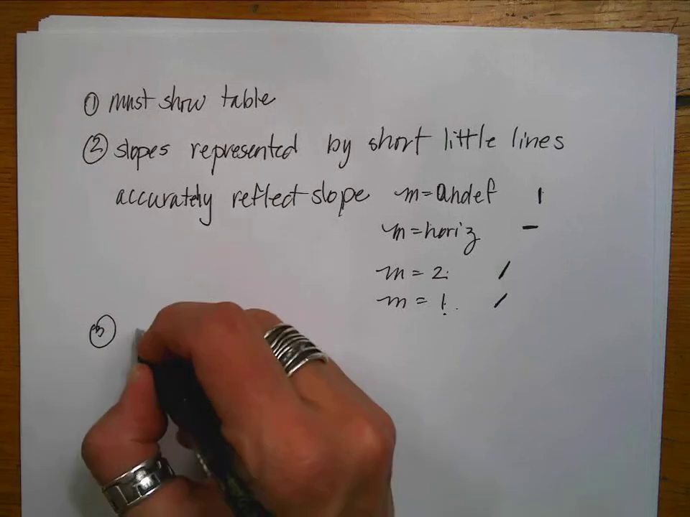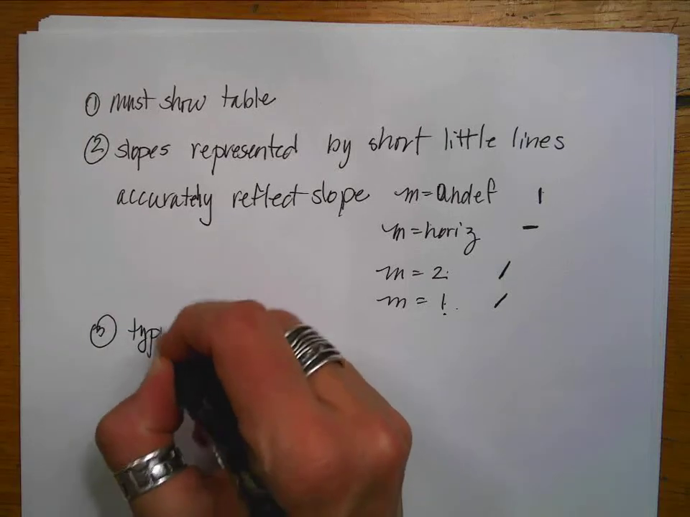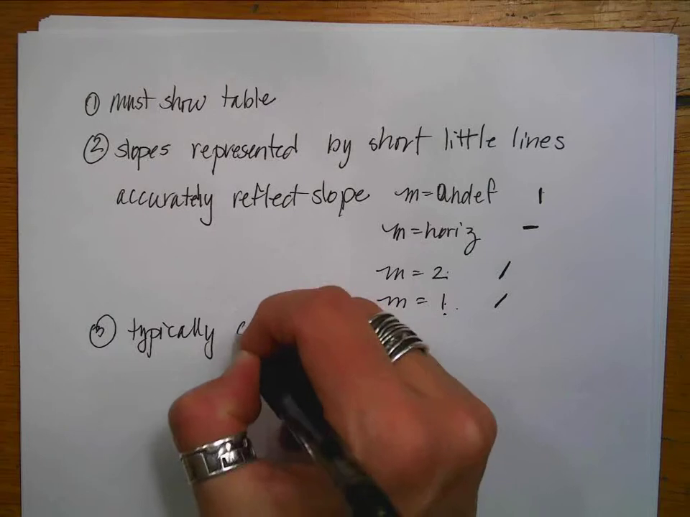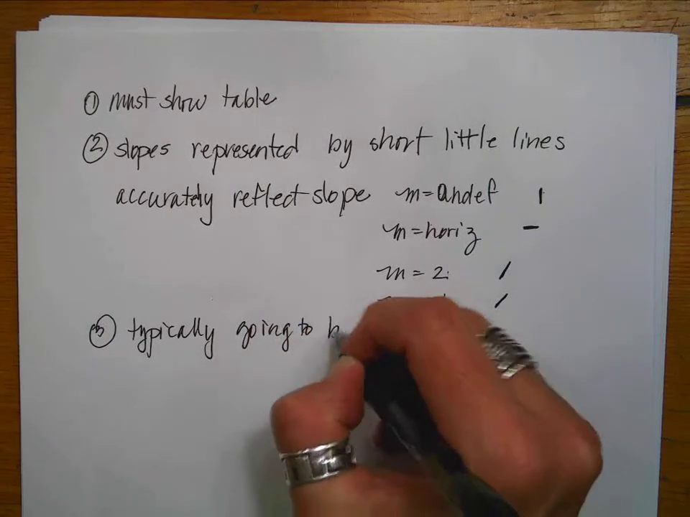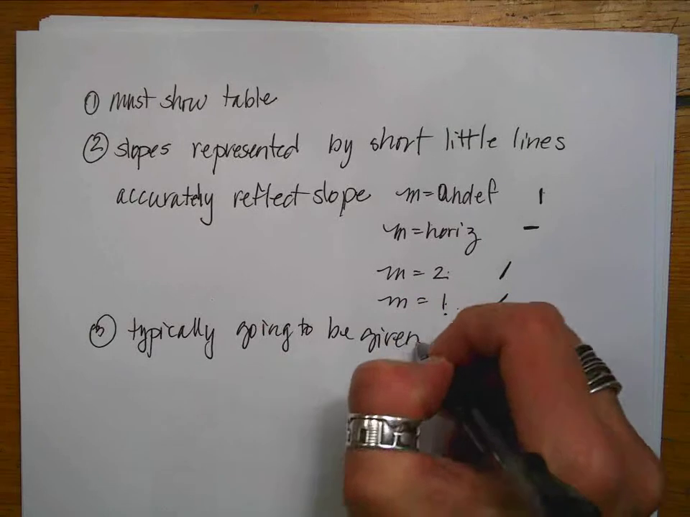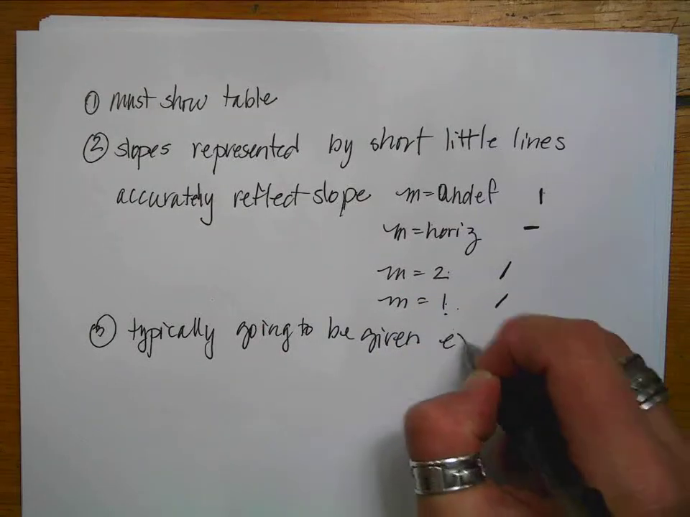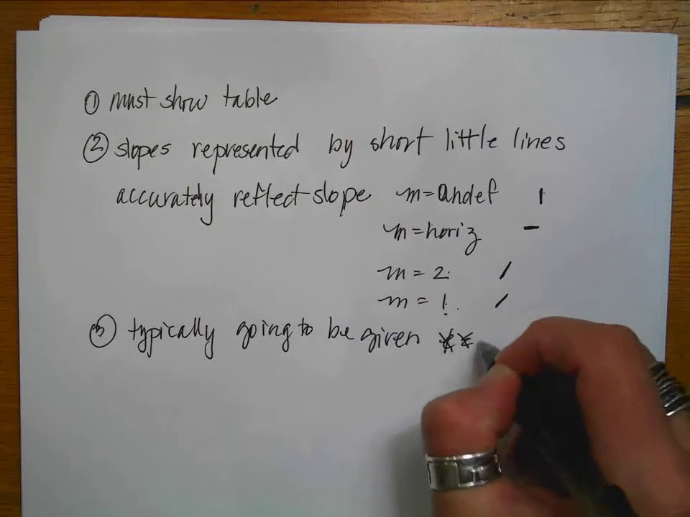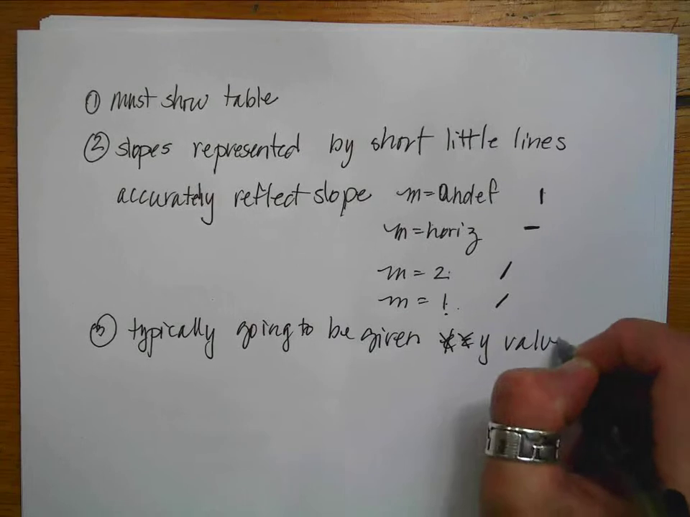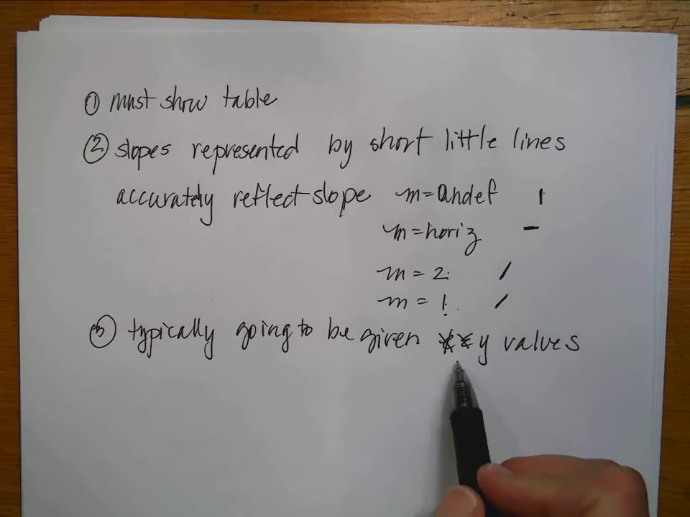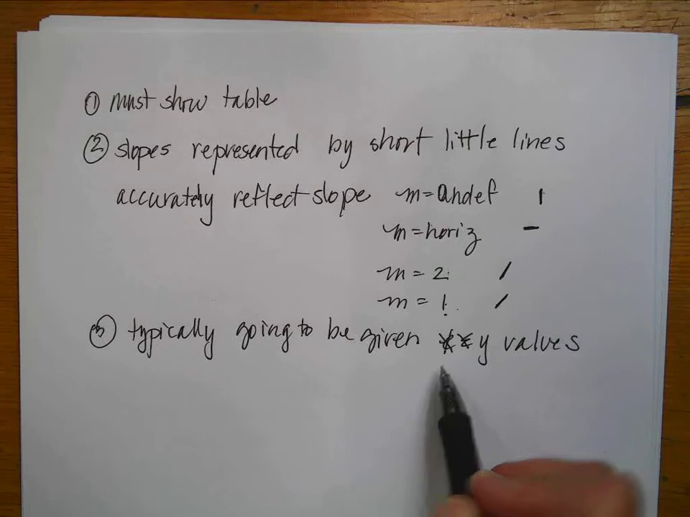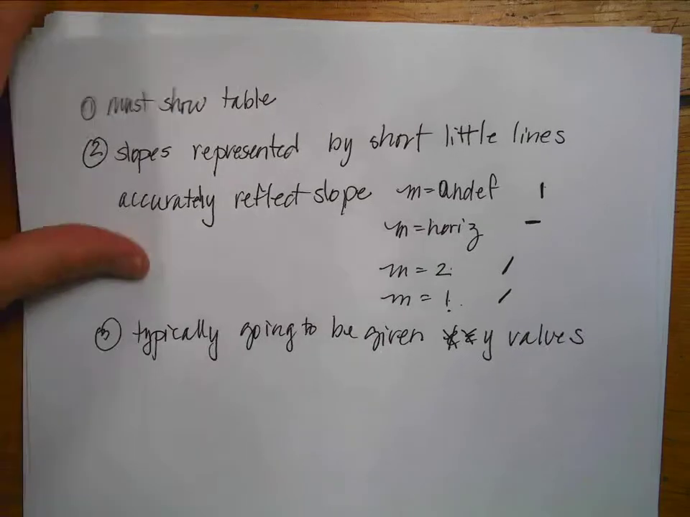And then the third thing that you need to do is you're typically going to be given your x and y values. Because when the examples come up that I'm about to show you, given your x and y values, there are an infinite number of points that you could use to generate your slope field, and so they typically will give you maybe 6 to 9 different points that they want you to generate.